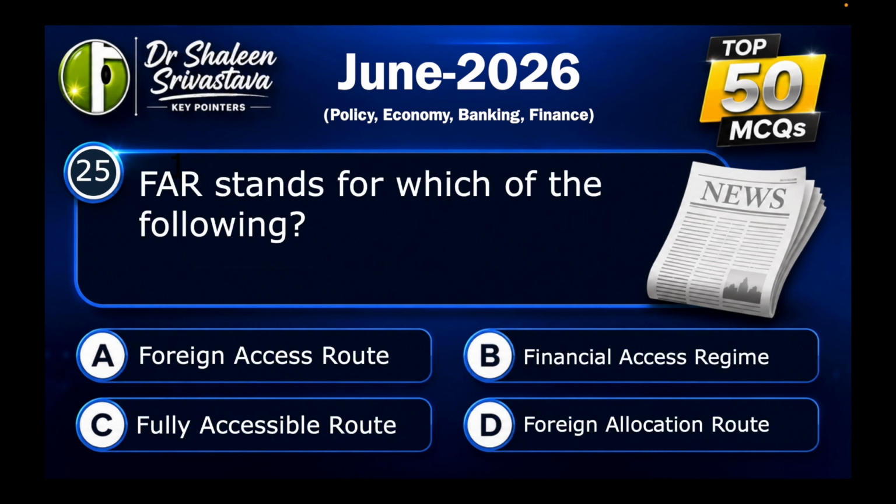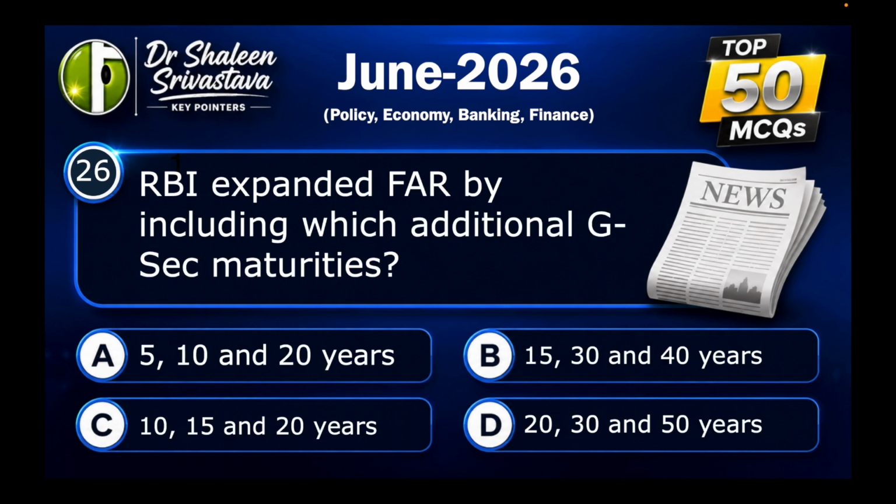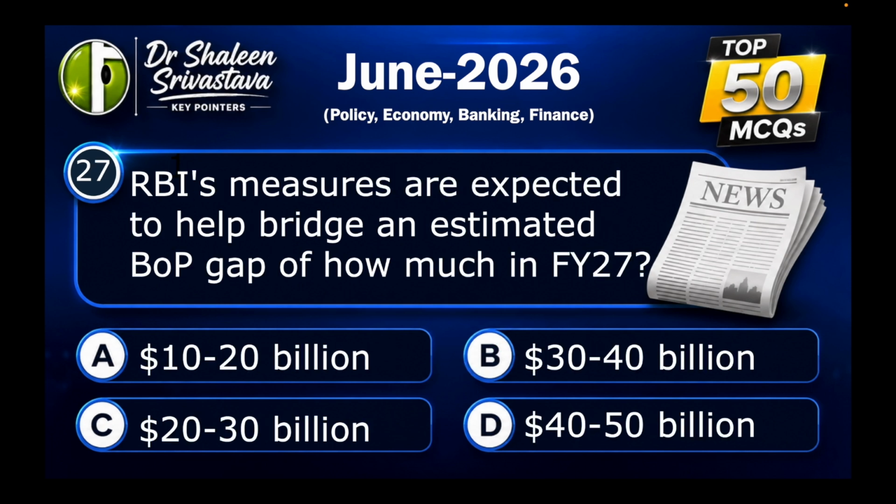FAR stands for which of the following? The correct answer is C, fully accessible route. RBI expanded FAR by including which additional GSEC maturities? The correct answer is B, 15, 30 and 40 years. RBI's measures are expected to help bridge an estimated balance of payments gap of how much in FY27? The correct answer is D, $40 to $50 billion.